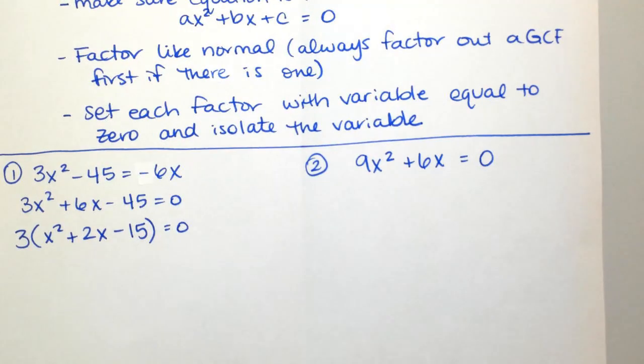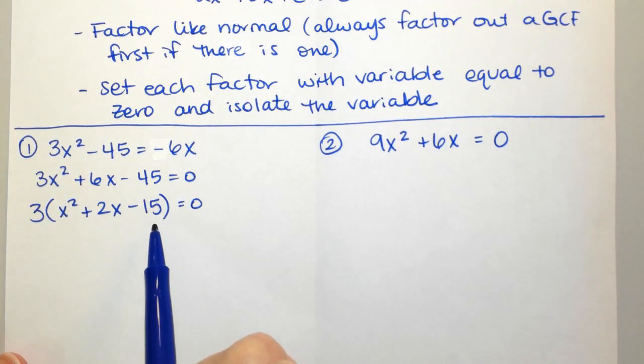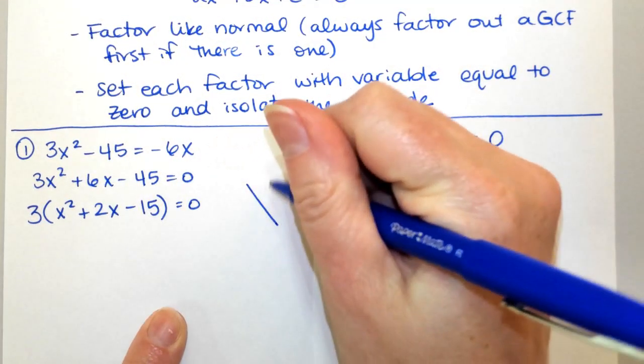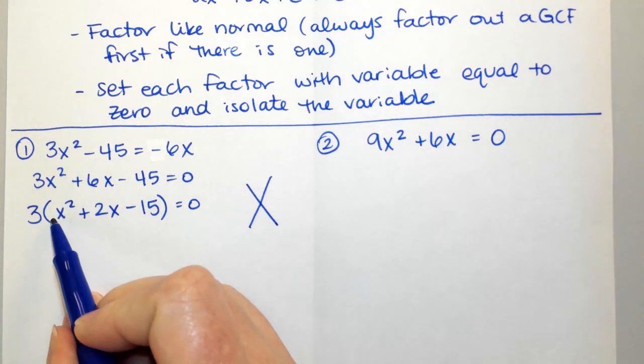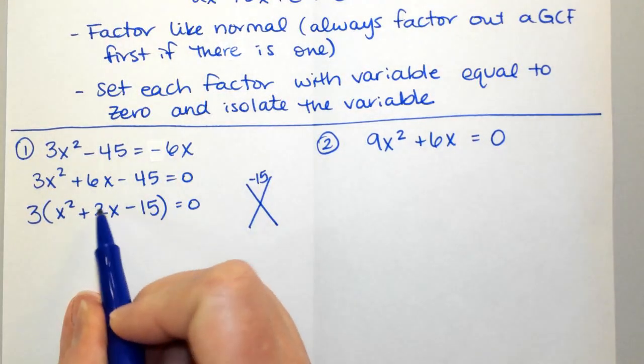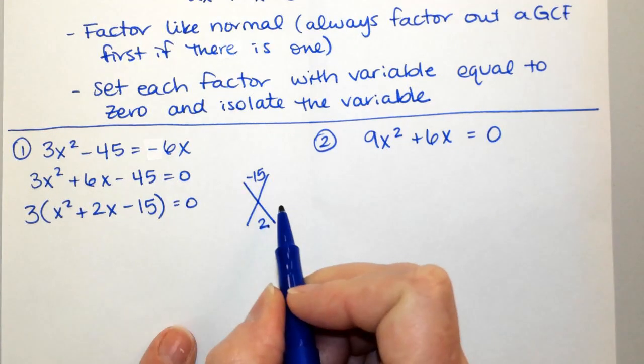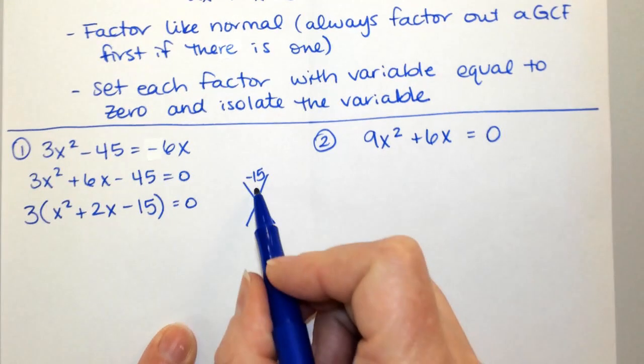And so the benefit oftentimes of if there is a GCF is it gives you much smaller numbers that are easier to work with. So now I'm looking for two numbers that multiply to a times c, so 1 times negative 15. But then those same two numbers add up to be my b value. Can you guys just shout out what are the two numbers that work there? So it multiplies to negative 15 but adds up to 2.